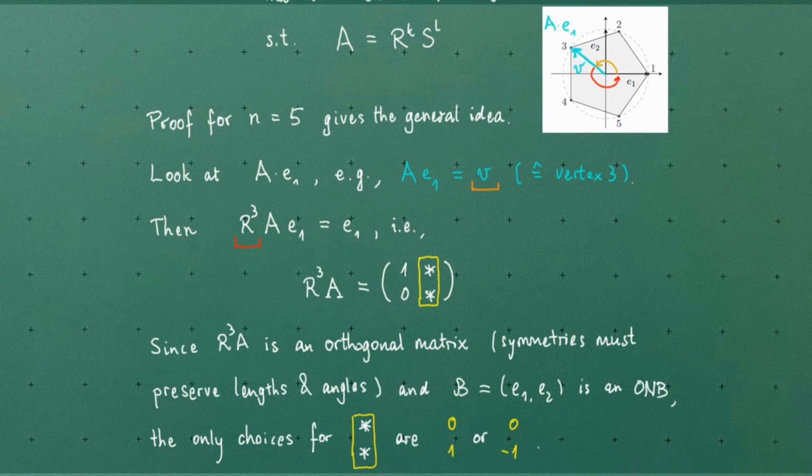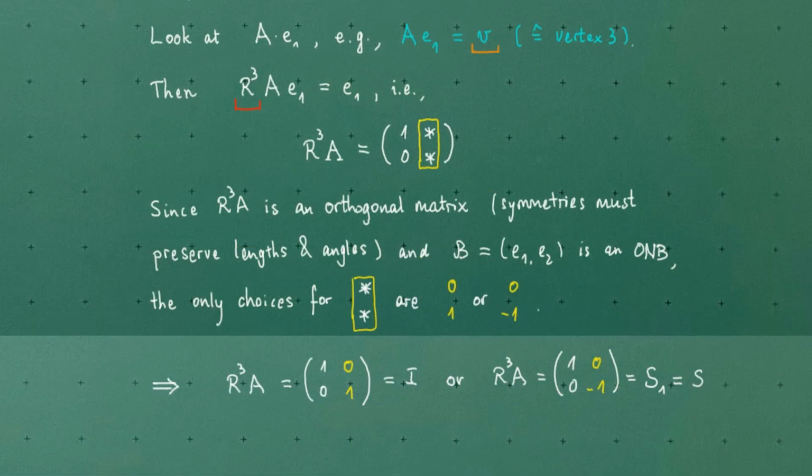And then the columns of an orthogonal matrix in this basis here must also be vectors that are orthogonal and have length 1. But then only 2 choices are left for this column here, namely 0, 1, which is orthogonal to that guy and has length 1, or 0, minus 1, which is orthogonal to this vector and has length 1.